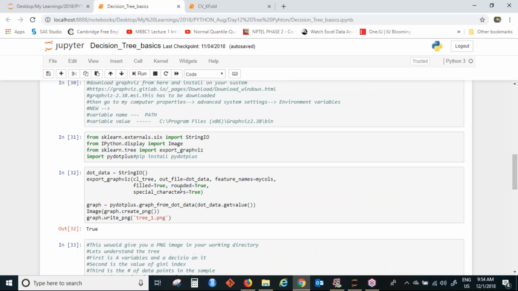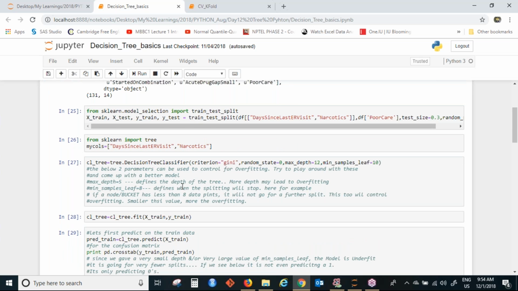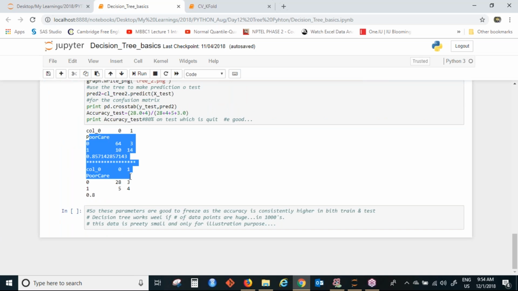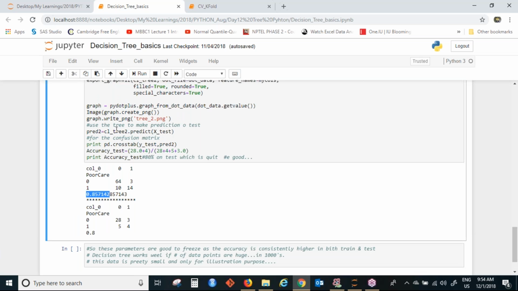Here you are trying to predict if a patient is receiving poor care. We had built a tree earlier on this data, and this is the confusion matrix we had seen. We had gotten an accuracy of 85% on the training data and 80% on the test data. Again, this is not overfitting because it is like random variation. 85% and 80% are almost in the same range, so I would not say this is overfitting.